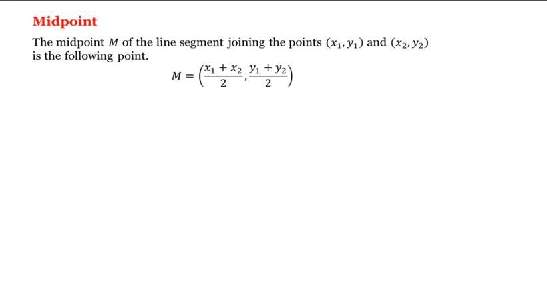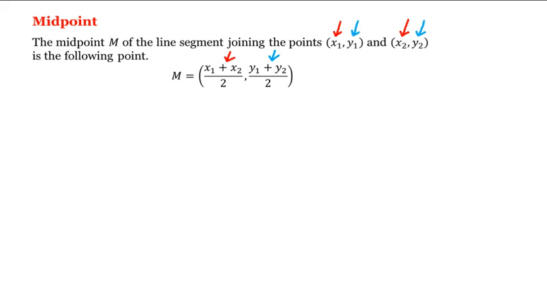Let's look at the midpoint of a line segment joining 2 points in the Cartesian plane. And here's the formula that the midpoint M of the line segment joining these 2 points is given by the following point. Notice what we are doing. We are averaging the x-coordinates of these 2 points, and that's the x-coordinate of the midpoint. And then we average the y-coordinates of these 2 points, and that's the y-coordinate of the midpoint.